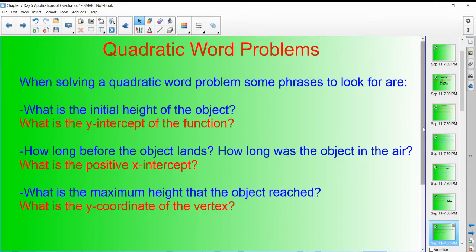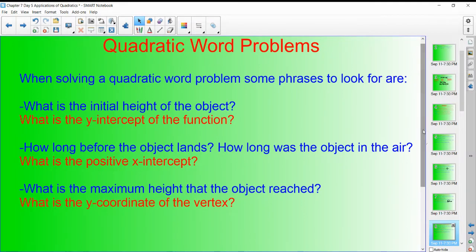Okay, I want to know the vertex, but more specifically, I want to know the y-coordinate. So once again, I've got a parabola that goes like this, and it lands. I want to know what the y-coordinate is. I still have to find the whole vertex, because we've learned how to find the vertex.